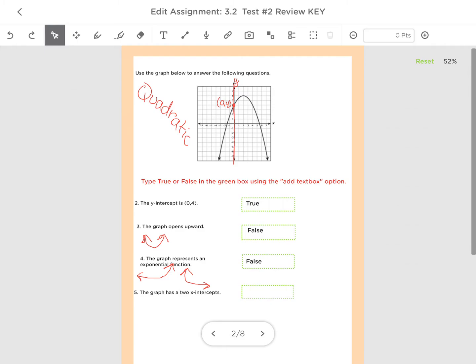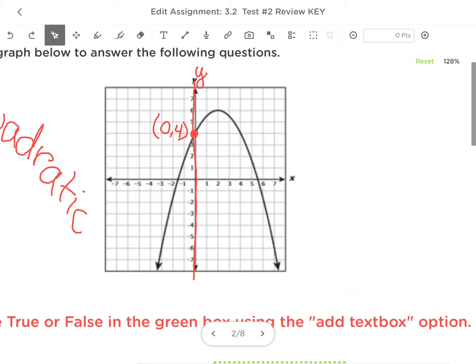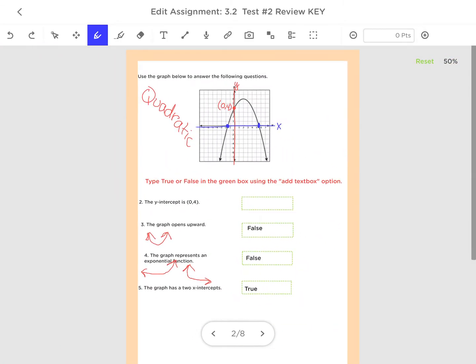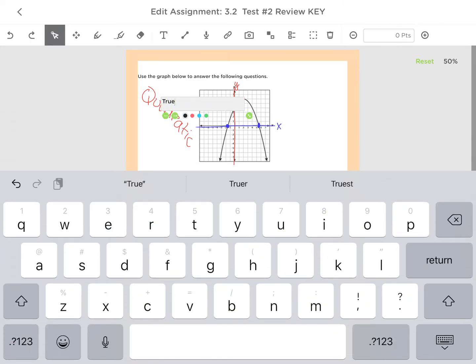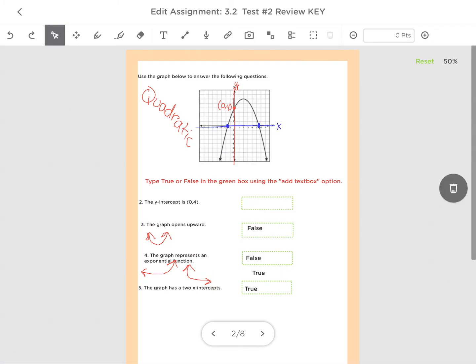Okay, it says the graph has 2 x-intercepts. Well, let's look. Remember, we have 3 different options when it comes to how many intercepts a quadratic can have. X-intercepts are where it crosses the x-axis. So here's my x-axis right here. It crosses it once here, once here. That is 2 of them. So that statement is true. So add text box, we're going to type in true, and drag that. Oh, looks like I already dragged it there. So true. Okay.